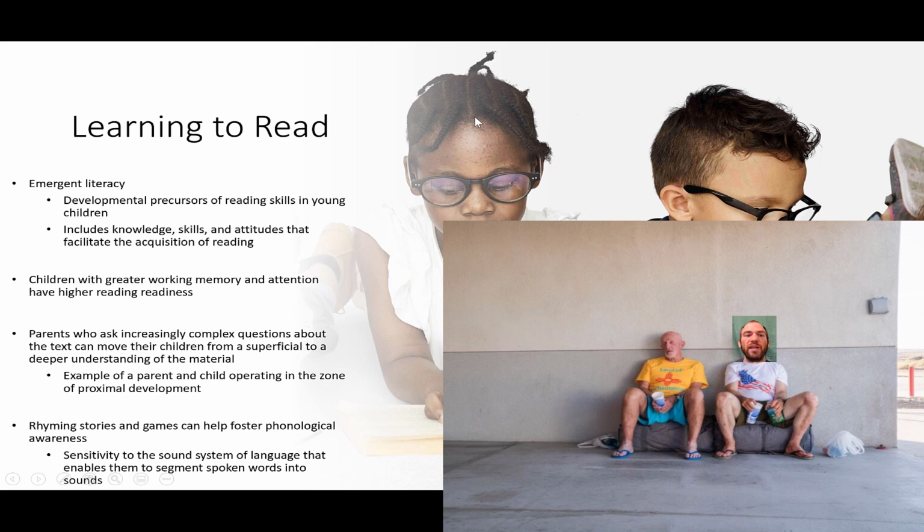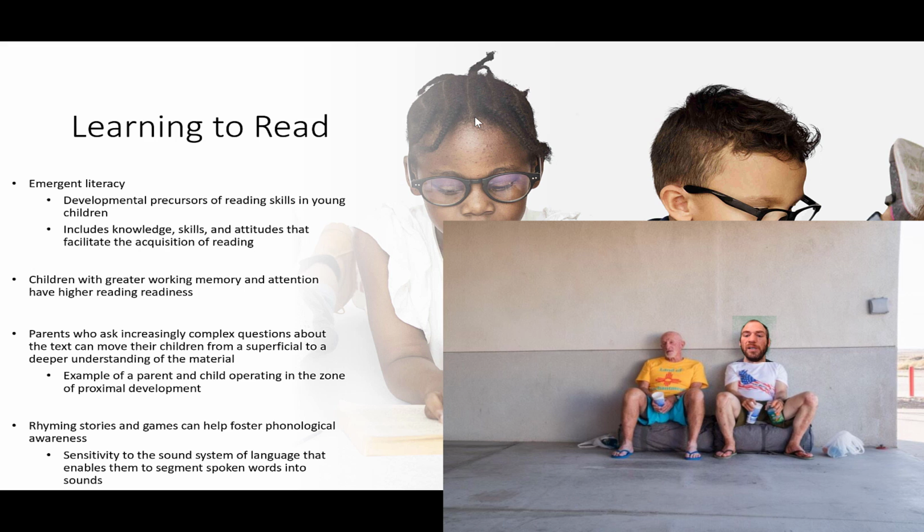So jumping ahead a slide to condense this lecture, learning to read. Emergent literacy is the developmental precursor of reading skills in young children. It includes knowledge, skills, and attitudes that facilitate the acquisition of reading. Children with greater working memory and attention have higher reading readiness. Parents who ask increasingly complex questions about the task can move their children from a superficial to a deeper understanding of the material. This is an example of a parent and child operating in the zone of proximal development.